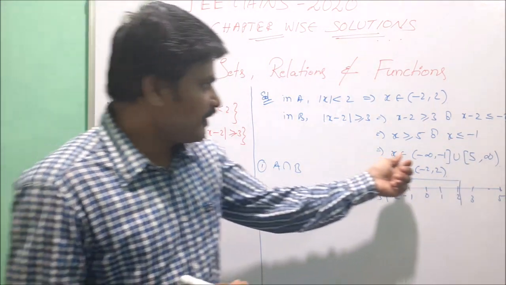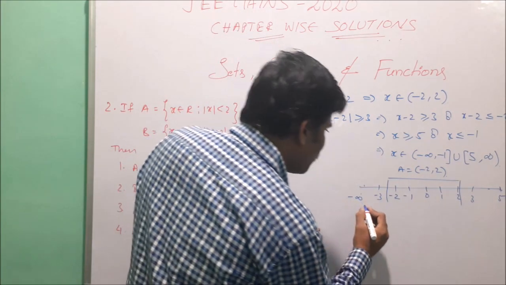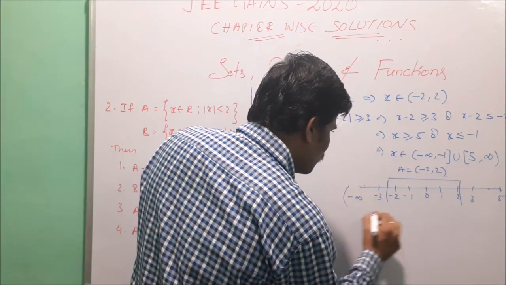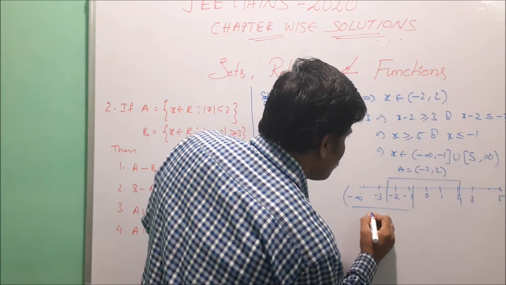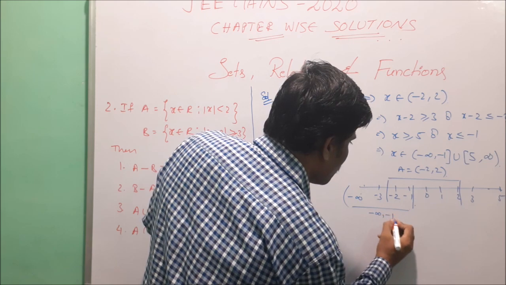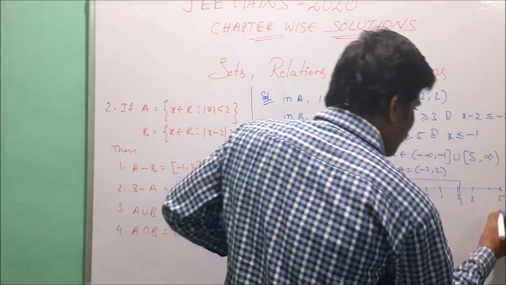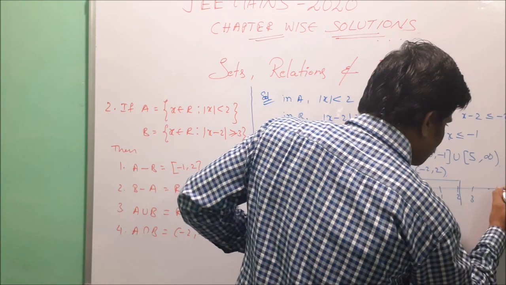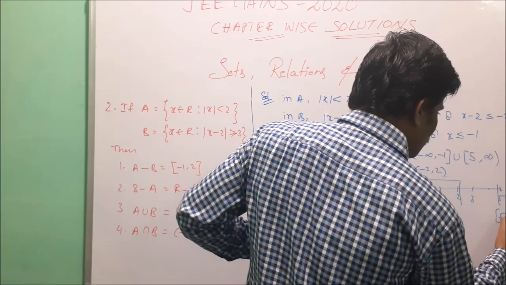Similarly, we take the interval of B: minus infinity to minus 1, closed at minus 1. And here we take 5 to infinity, closed at 5, up to plus infinity.